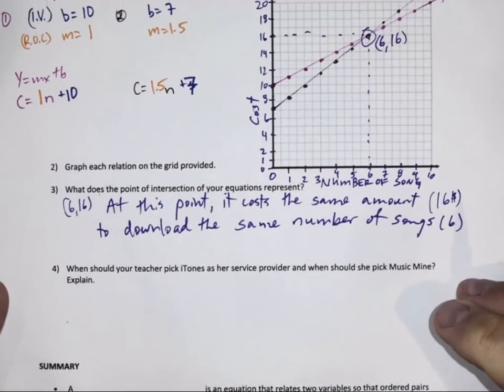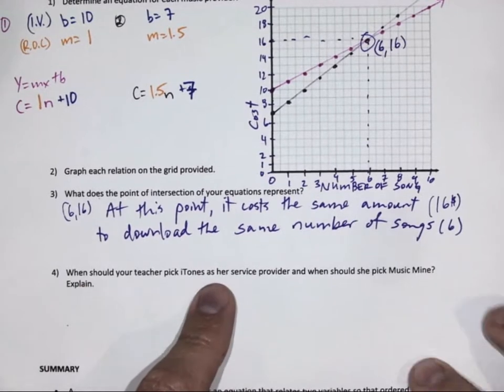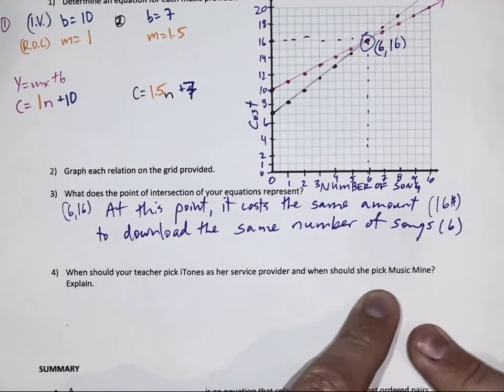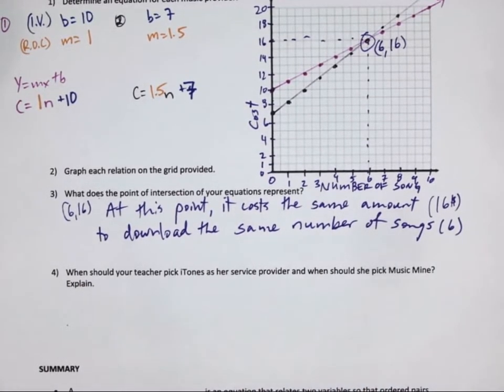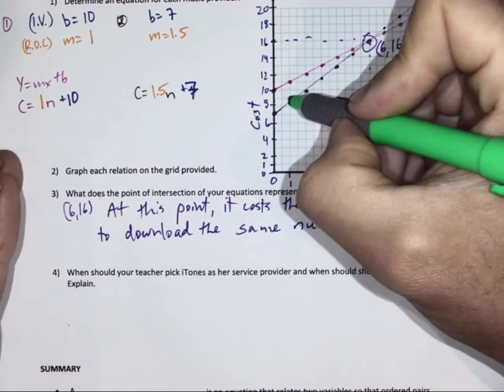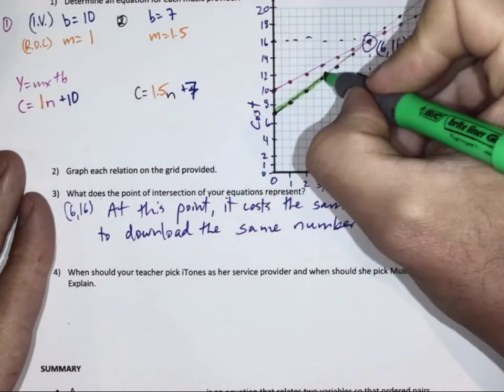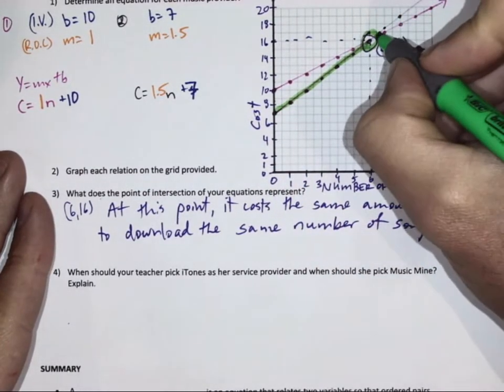So, to have some background music in class, which one should I pick? When should I pick iTones as my service provider, and when should I pick MusicMine? Depending on who you are, we kind of like to save money. We're driven that way. It's always going to be the lowest cost. So at one song, MusicMine is cheaper than iTones. So the lowest line, when they cross, it's even, and there.